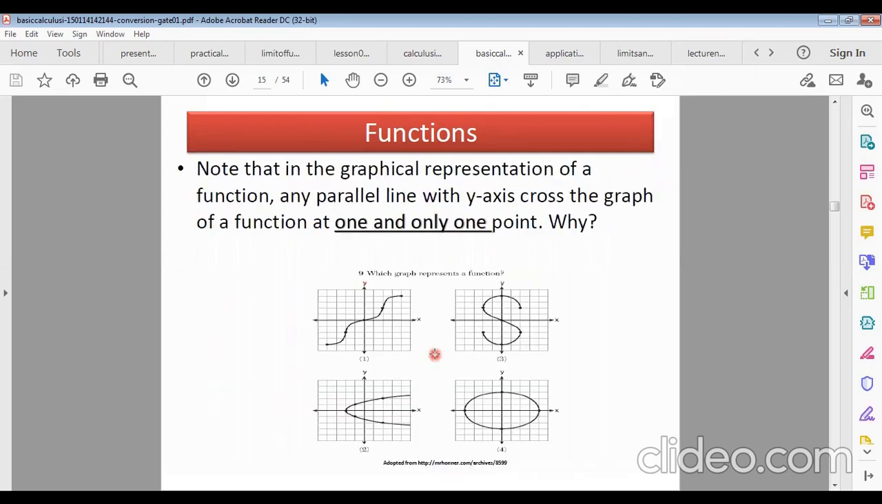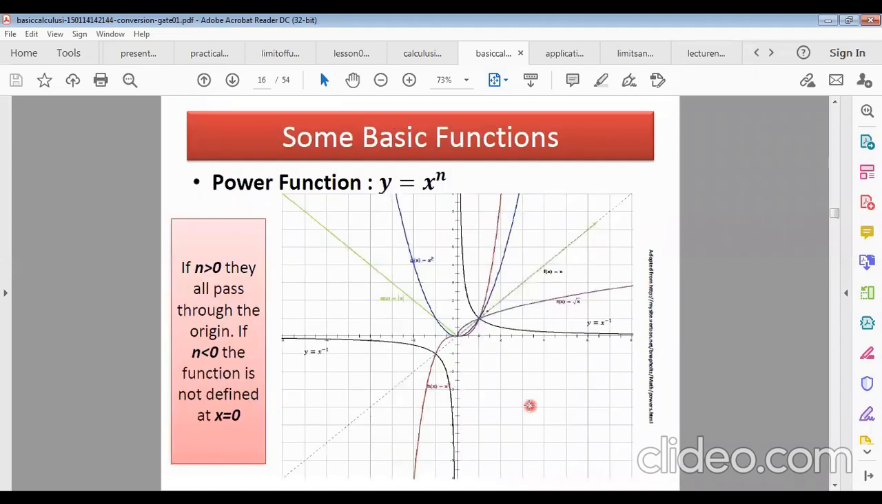Otherwise, not a function. Note that for the graphical representation of a function, any line parallel to the y-axis crosses the graph of a function at one and only one point. So which graph represents a function? This one is a function, but this is not a function because for every value of x we get two values of y. This is also not a function, and this is also not a function. For each value of x we get more than one value of y.